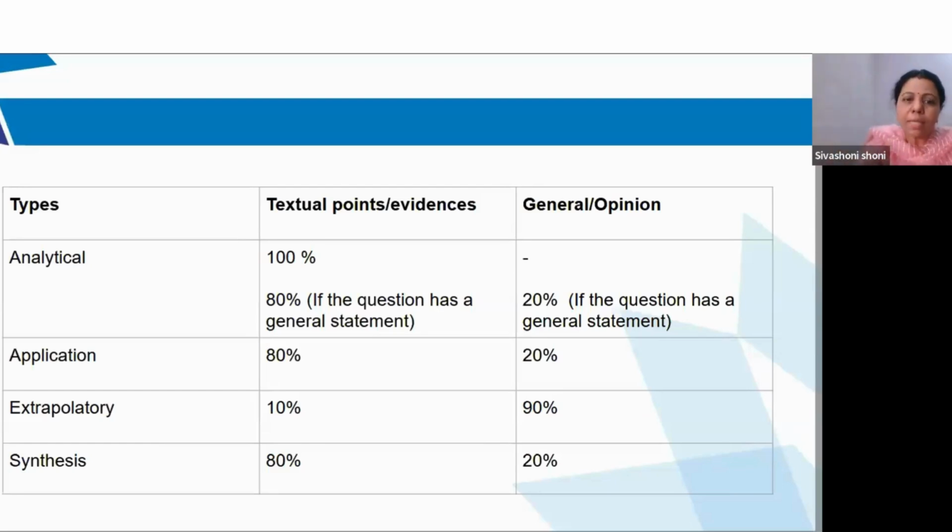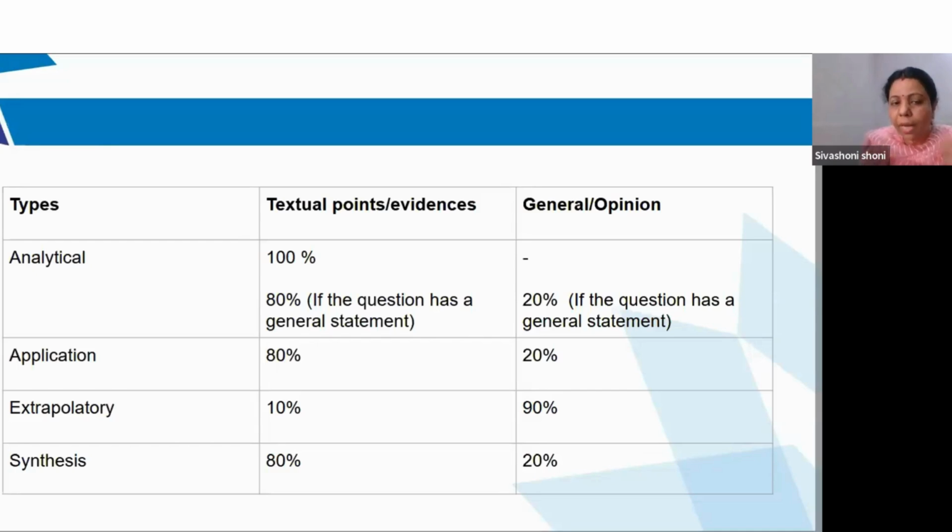So sometimes, what is that 80 to 20? Some questions, you might have observed, start from a general statement, and then they connect it with the context. In certain cases, as it is starting with a general statement, you also have to substantiate that general statement. You have to give justification or explanation for the general statement. Then you can go to the textbook references. So that is what 80-20 percentage is.